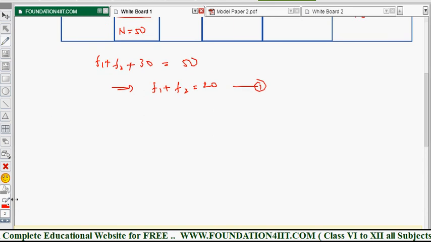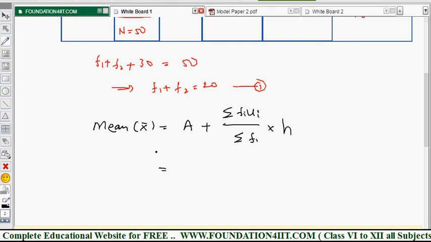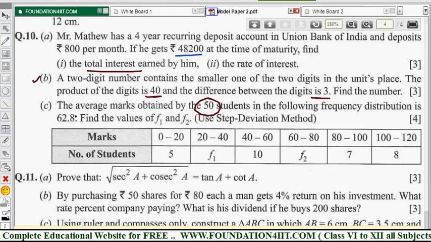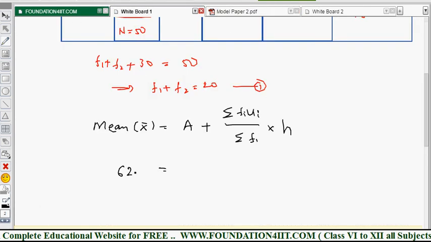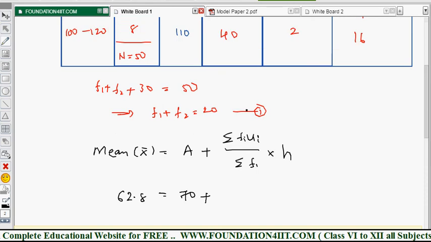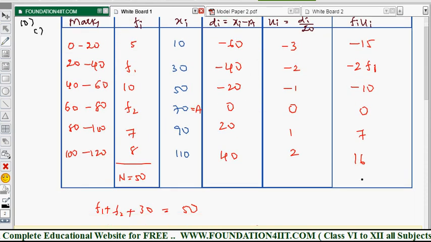Now we'll apply the mean formula. According to the mean, that is equal to the assumed mean a plus sigma fi ui by sigma fi into h. So h is the class interval, how much gap between the class intervals. So this is using the step deviation method. Now apply it: the mean is given already, 62.8, and the assumed mean is 70 plus sigma fi ui. That means we need to add the total of the fi ui column.